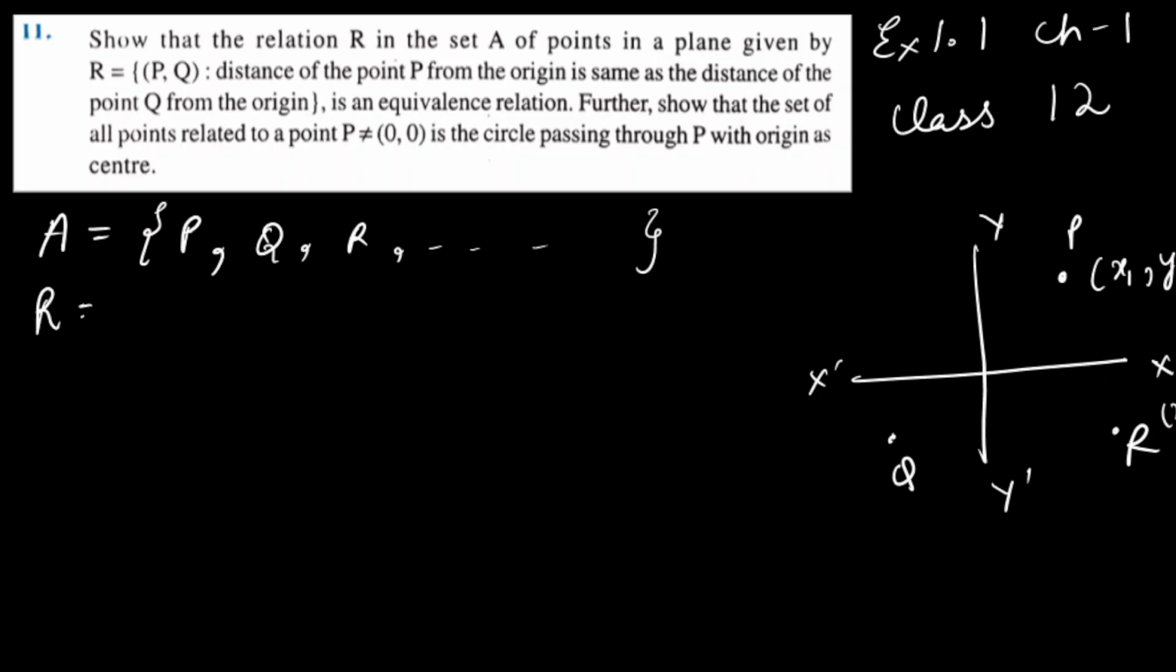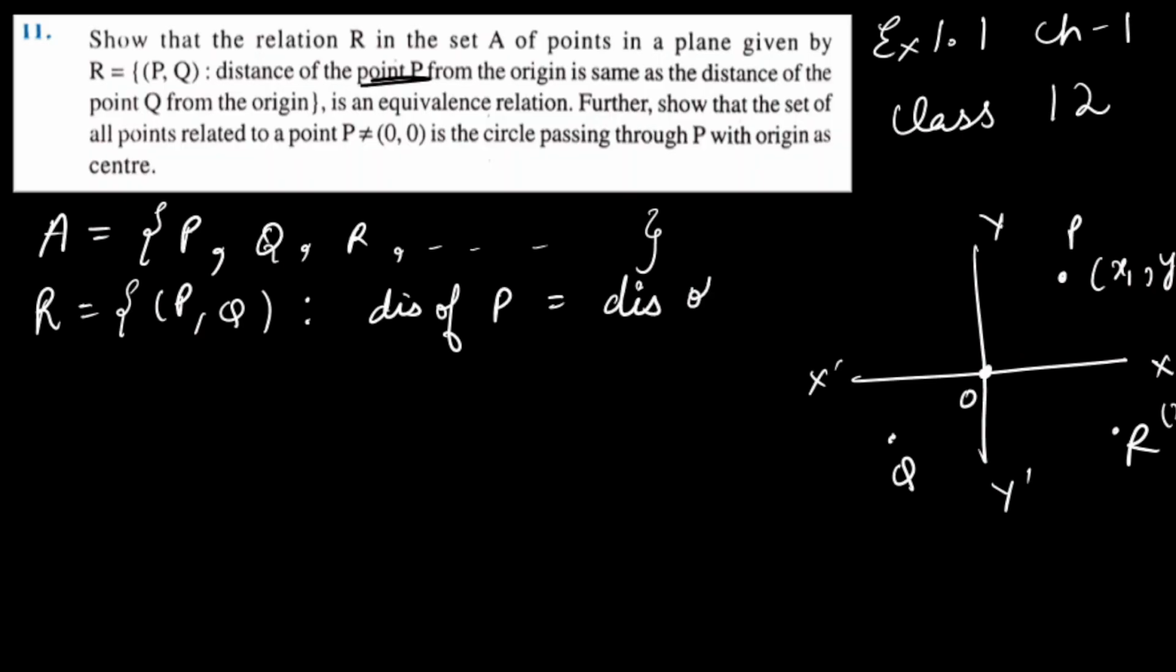So what is the relation? The relation is given to us as R equals (P, Q) such that the distance of P from origin. See, origin is the point of intersection of the x and y axes. This is the origin, so its value is (0, 0). So this is the origin. The distance of point P from origin is equal to the distance of point Q from origin. So both the distances from origin should be the same.